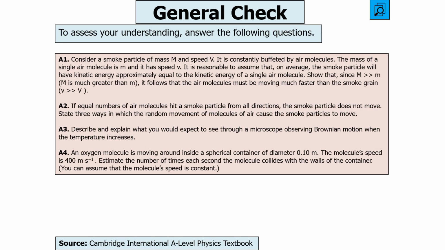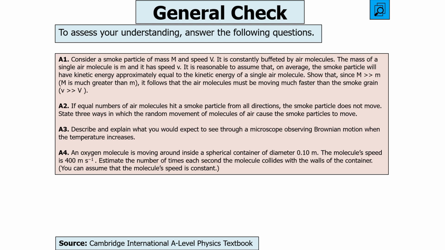The next question says, consider a smoke particle of mass big M and speed V. It is constantly buffeted by air molecules. The mass of a single air molecule is small m and its speed is v. It is reasonable to assume that on average the smoke particle will have a kinetic energy approximately equal to the kinetic energy of a single air molecule. Show that big M is much greater than small m, and it follows that the air molecules must be moving much faster than the smoke grain. Then if equal numbers of air molecules hit a smoke particle from all directions, the smoke particle does not move. State 3 ways in which the random movement of molecules of air causes the smoke particle to move. Describe and explain what you would see through a microscope observing Brownian motion when the temperature increases.